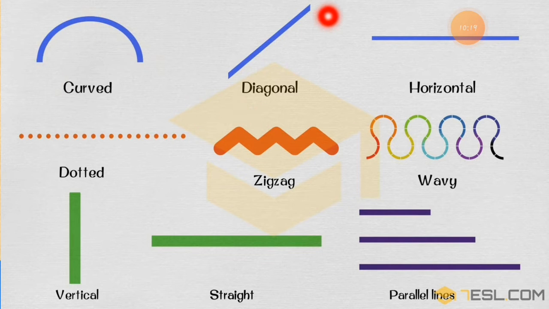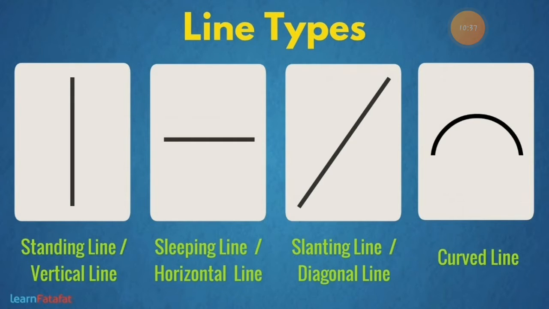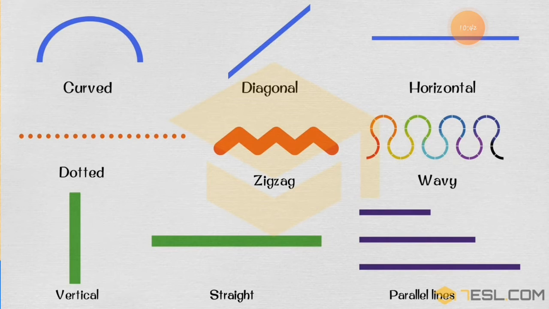Now the next line is a diagonal. So what is the other name for this line? Diagonal is the other name. So what is the main name of this line? Do you know the main name of this diagonal line? As per this chart, see this diagonal line. It means the slanting line. So the diagonal line's other name is the slanting line.